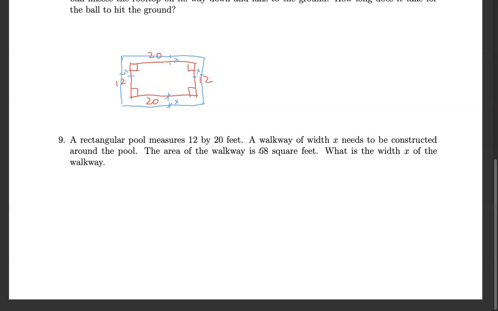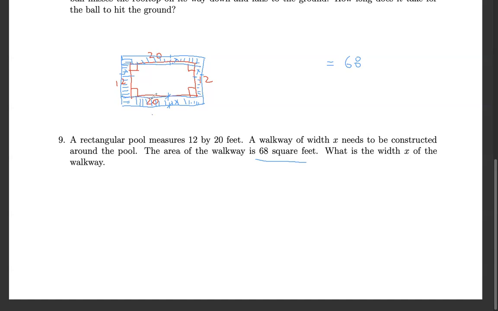The area of the walkway is 68 square feet. So how do we figure out the area of the walkway? It's 68 equals the area of this. This is the walkway, so we need to figure out the area that's shaded in blue, right? Let's see this one, the one at the bottom.